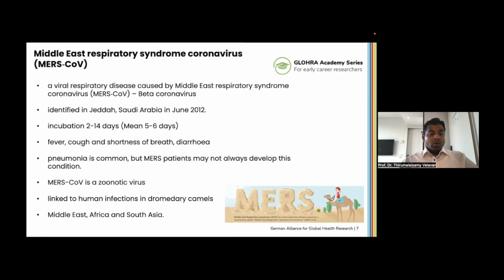MERS-CoV is known to be a zoonotic virus, with human infection linked explicitly to dromedary camels. If you look at the geographical distribution of these viruses in terms of epidemiology, they are mostly predominant in the Middle East, in Africa, and equally from 2015 in South Asia.